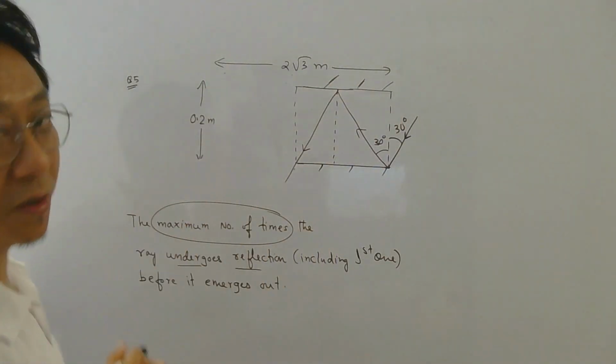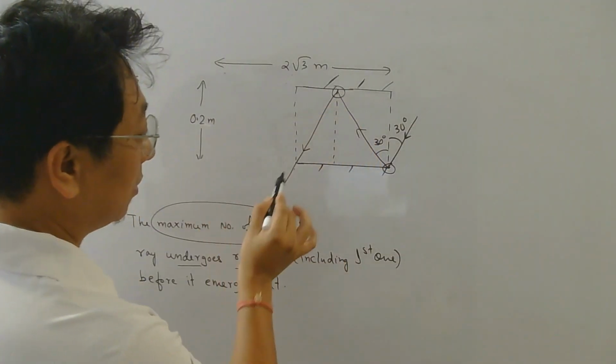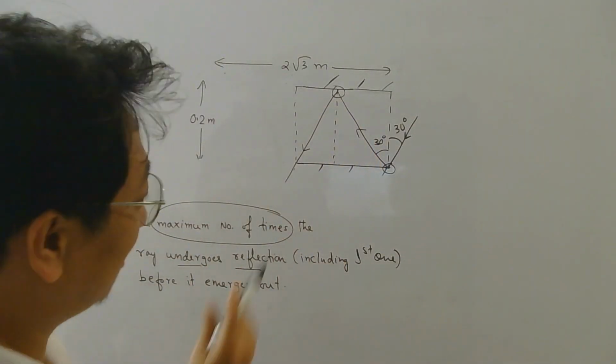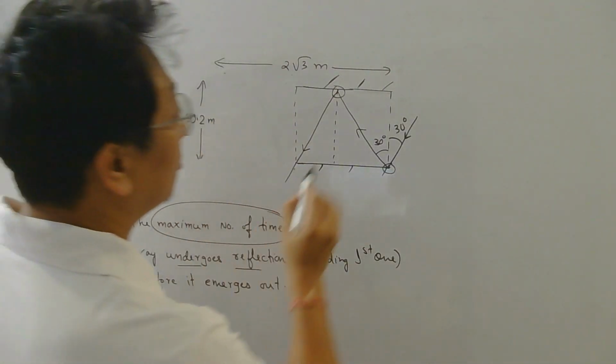So here how many reflections happened? Can you count? 1, 2. This one you cannot count, right? Just outside. So 2 reflections happened. Now how to find that 2?